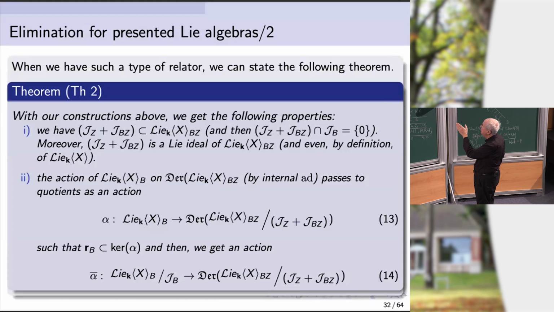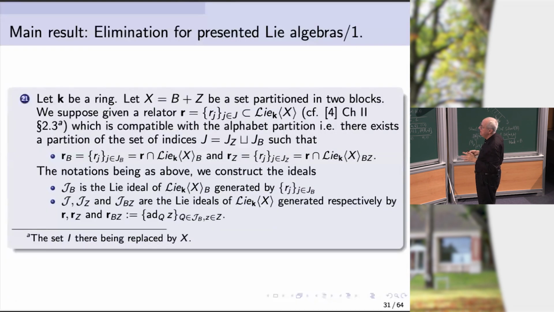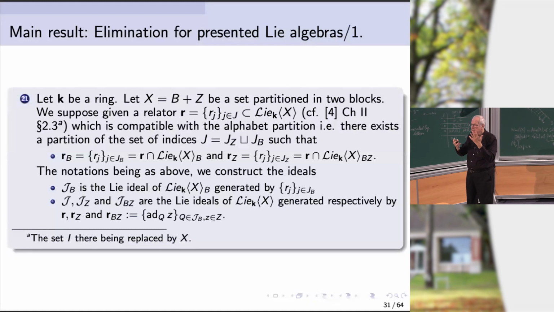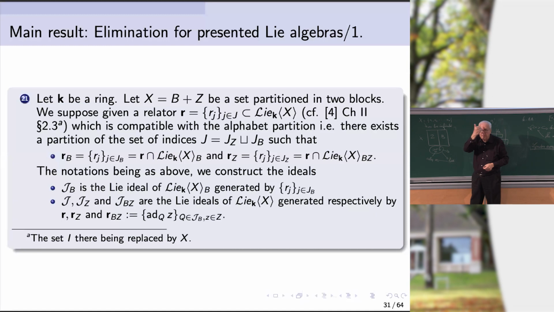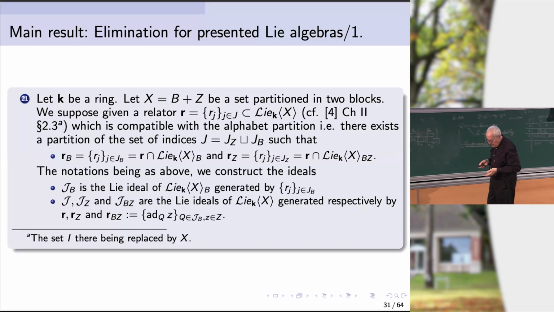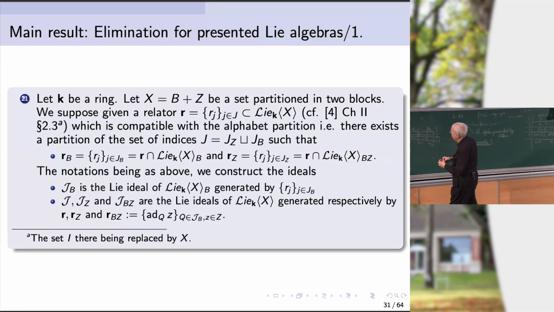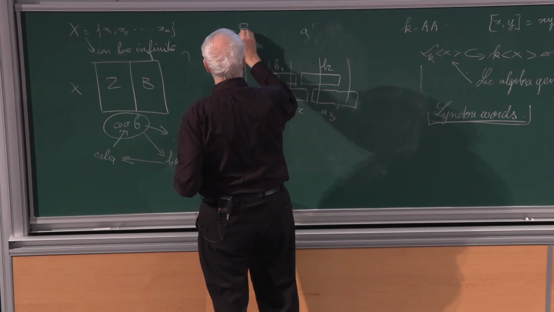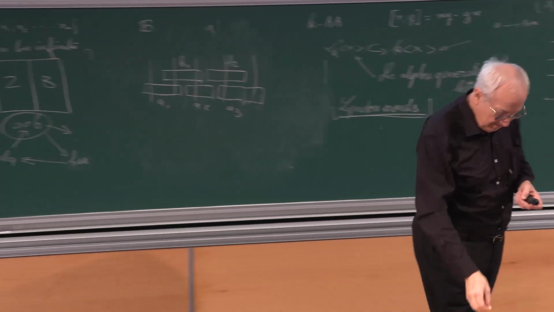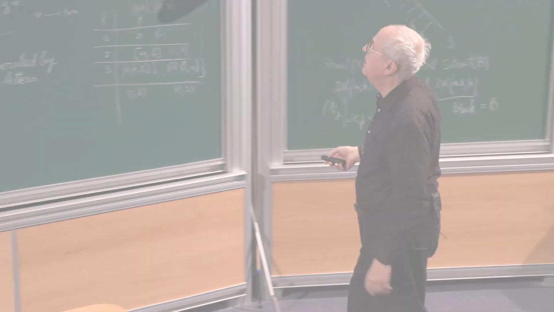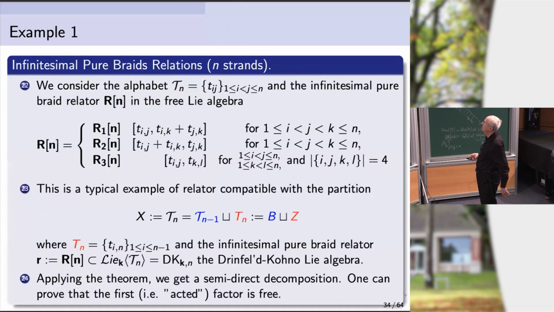For example, for Drinfeld-Kono, which allows you to see at first sight, you give me a Lie algebra presented on an alphabet, and I can decide at first sight, seeing the generators, if it is a semi-direct product. It is a question of gradation over the Boolean additive monoid. So this is an algebraic result.